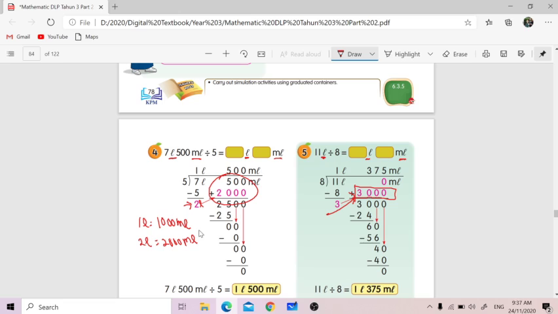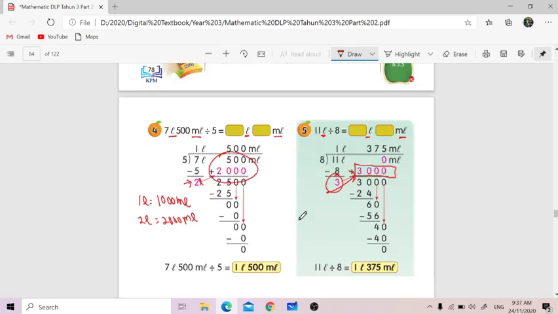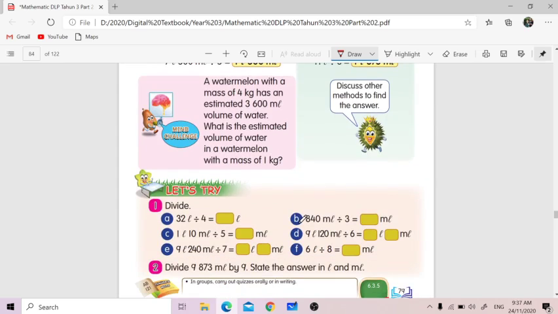So, that's why, walaupun dia 0 ml here kan, dia convert the 3 to 3000 ml. So that dia boleh habiskan pembahagian itu. So sebenarnya jawapan dia 1 liter 375 ml. Nampak sini is very interesting kan? Mula-mula tak ada ml pun. Kan? Tapi bila ni dia convert to ml, remainder dia. Okay. So that's all for today.